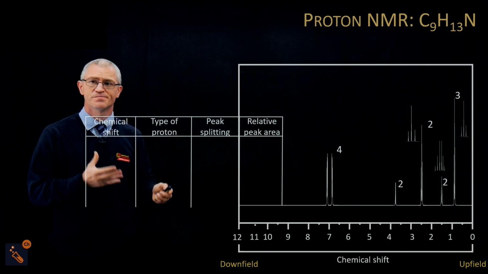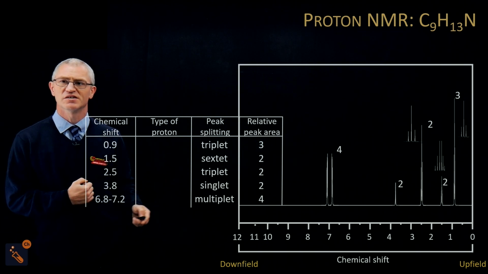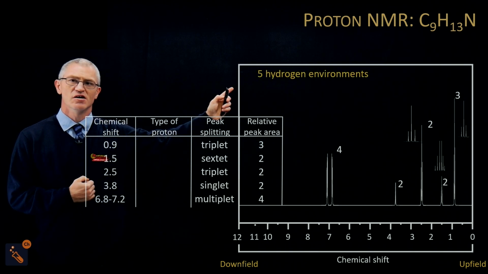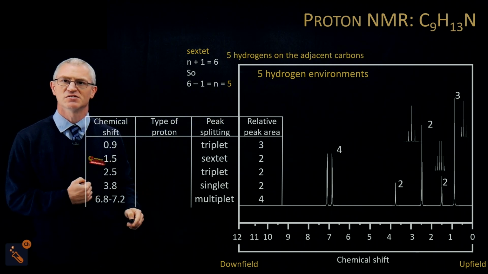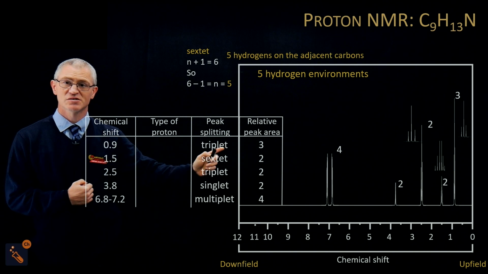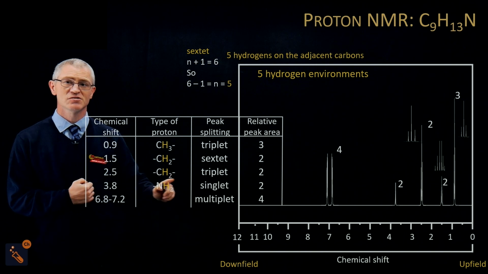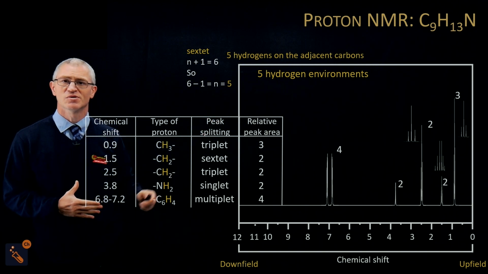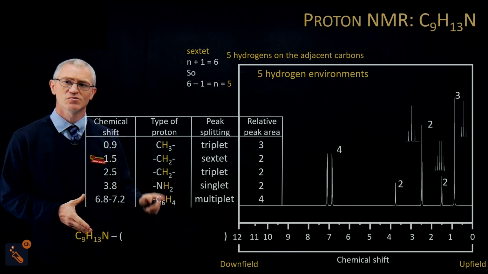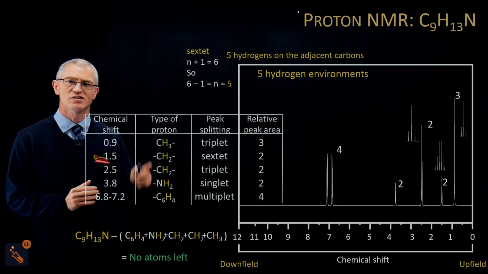Now let's do the table, the different parts of the table, and let's do the relative peak areas. We've got our 5 hydrogen environments, and let's just go through that n+1 rule again. Remember, that means we have 5 hydrogens on the adjacent carbons. We think, because of the relative peak areas, CH3, CH2, CH2, and we think that's an NH2, with that singlet with a 2 by it, and we think that's a disubstituted benzene. We do our check in terms of the molecular formula, and we take all of these away from our molecular formula, no atoms left. So we know we just have to rearrange these.